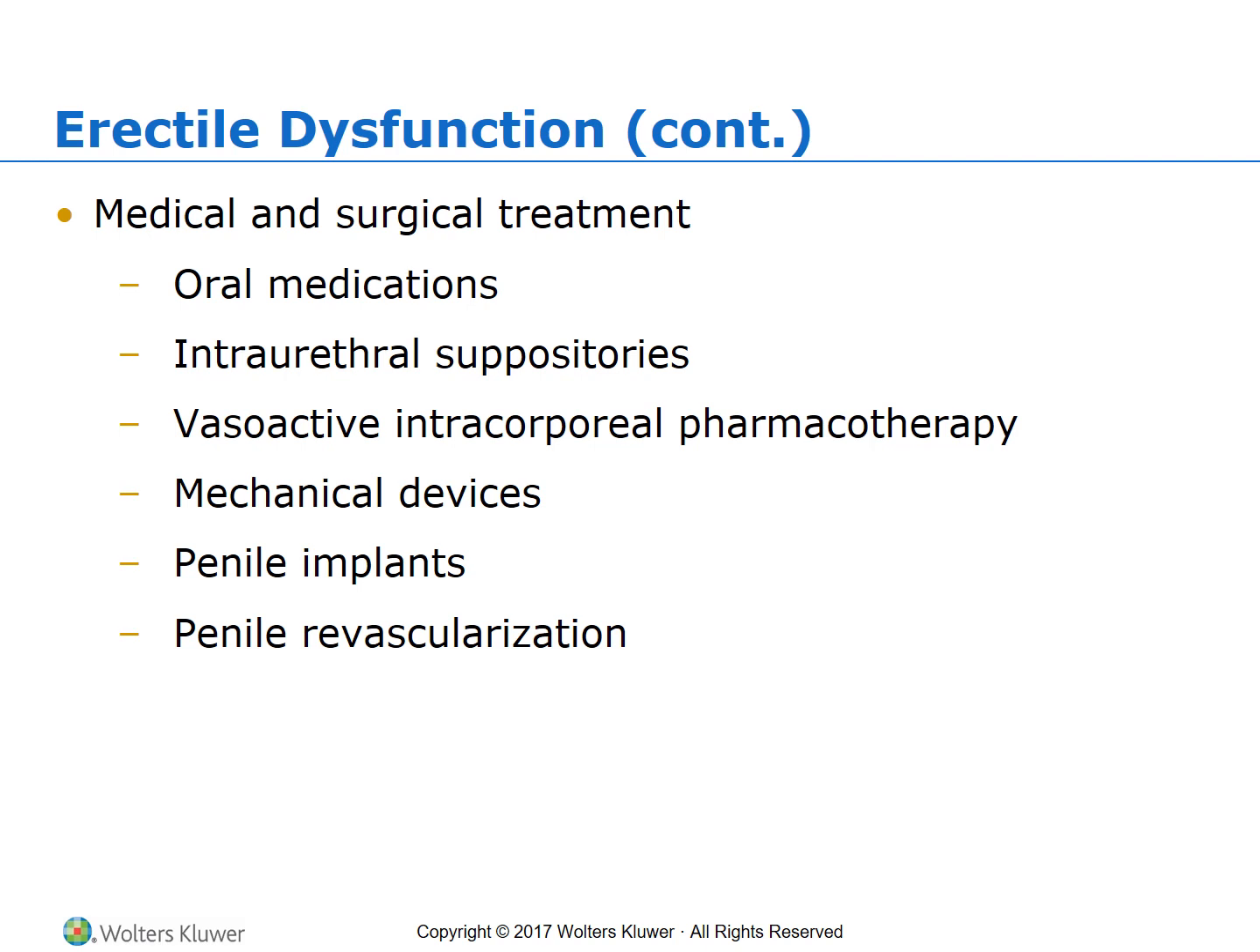Vasoactive intracorporeal pharmacotherapy, Alprostadil or Caverject. You self-inject a vasodilating medication into the penis. There are also mechanical devices, vacuum erection devices, or vacuum constriction devices. They're non-invasive. They create an erection by mechanically pulling blood into the penis.